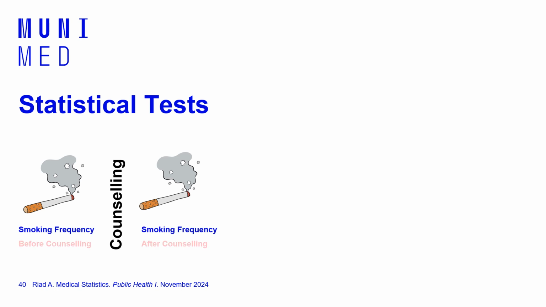In another scenario, you could have counseling, and in counseling you test the same groups. This is the same sample, and you test them before counseling and after counseling. So you would like to see the smoking frequency before counseling and after counseling. You want to see before counseling how many cigarettes you were smoking, and after counseling how many cigarettes you were smoking. And this is sometimes called the pre-test score and the post-test score.